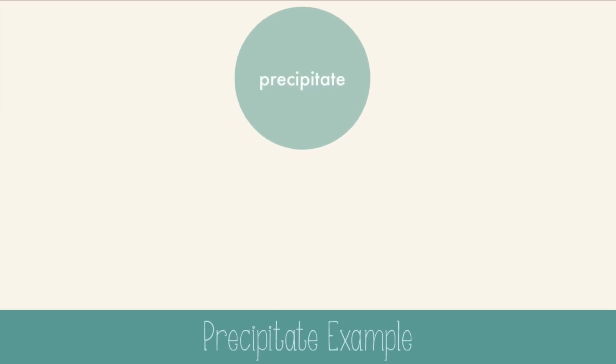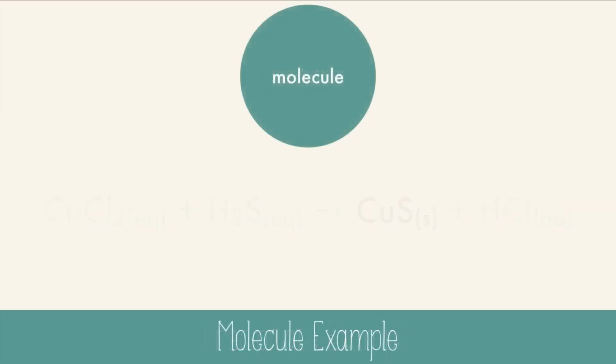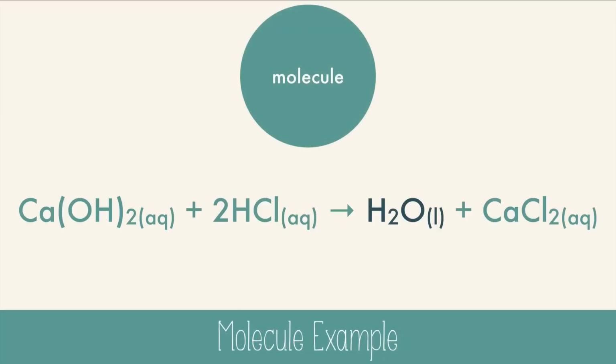In this double replacement reaction, we started with two aqueous solutions and end with aqueous hydrochloric acid, but solid copper sulfate. This will sink or precipitate to the bottom of the container. Another possible product would be a molecule. In this example, we start with aqueous substances, but one of the products is a liquid, the water, and the other product is still aqueous.